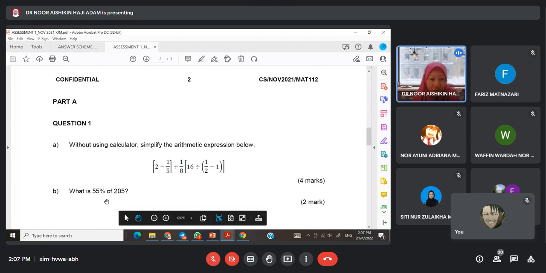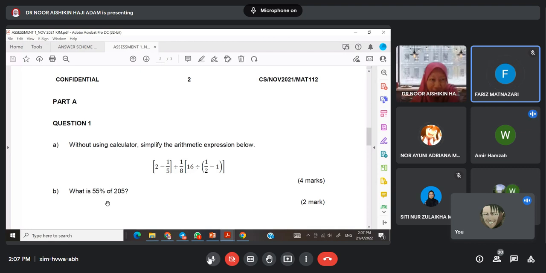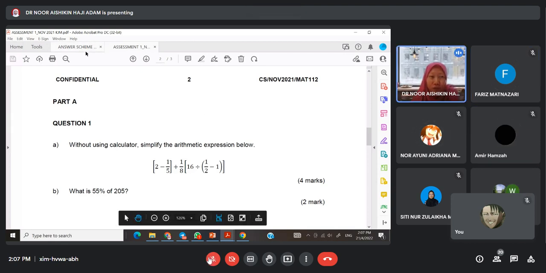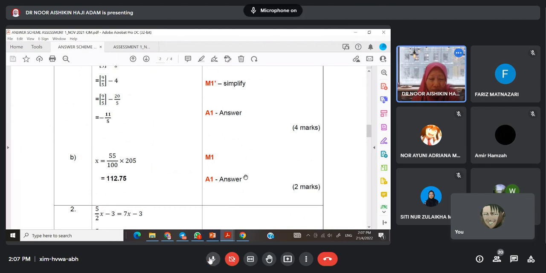B is easy. You want 55% of 205. Very straightforward. What is the answer? 112.75. 112.75. Betul ke orang lain? Sama. Betul. 2 markah je. Itu calculator boleh bagi you easily. 112.75. Yes. 2 marks. Still, as long as you show the working.